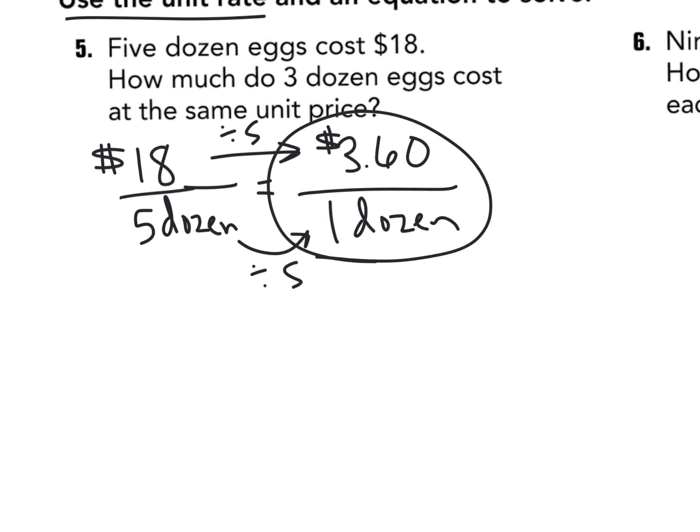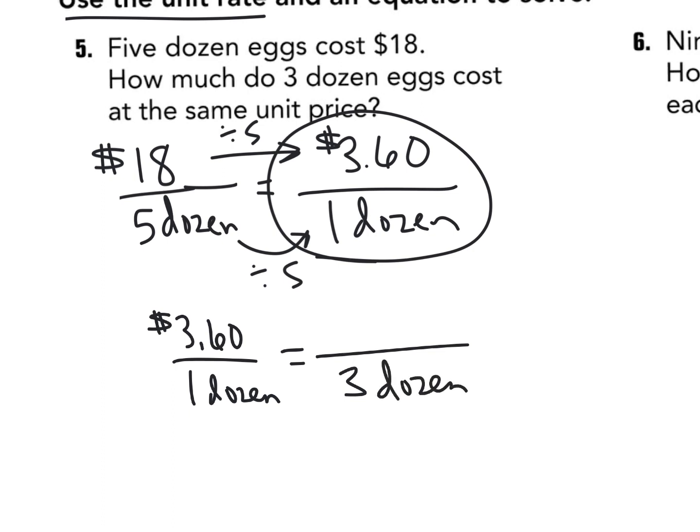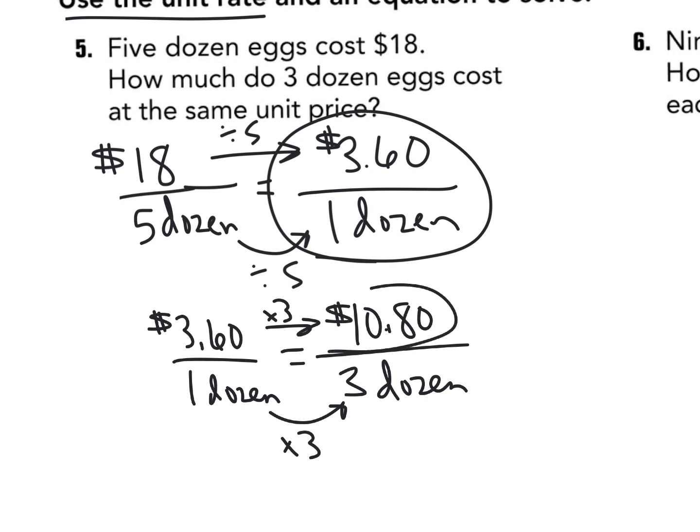And then we're trying to find the price for 3 dozen eggs. So for 3 dozen eggs, we know that would be just multiplying by 3, which would be $10.80. So it's $10.80 for 3 dozen eggs.